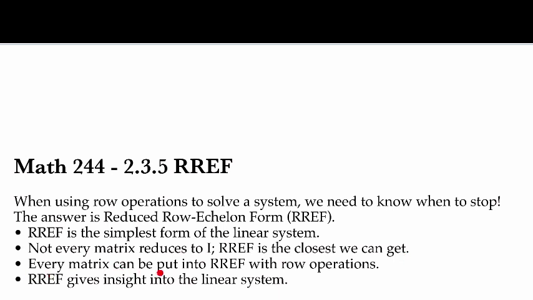Every matrix can be put into reduced row echelon form with row operations. And it's unique. In other words, if you and I both take the same matrix and do different row operations to put it into reduced row echelon form, by the time we're done, the reduced row echelon form that you obtain and that I obtain will look identical. They will be the same. And the reduced row echelon form gives insight into the linear system. So in addition to just finding the solution, it might reveal some characteristics about it.